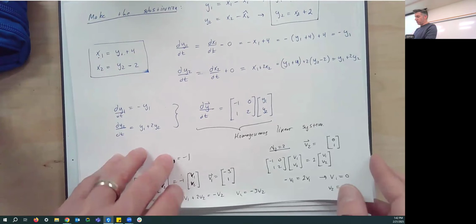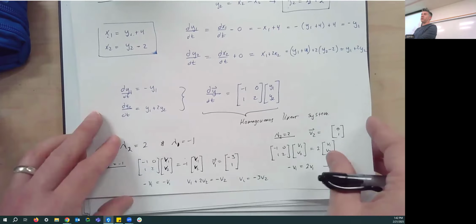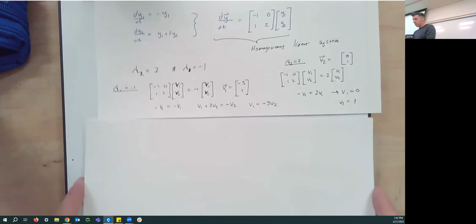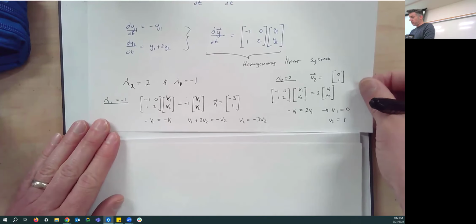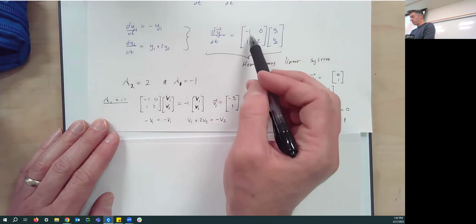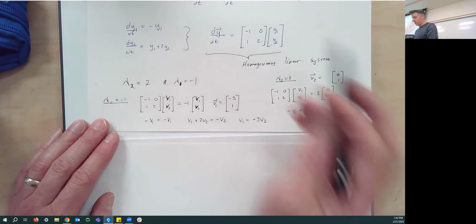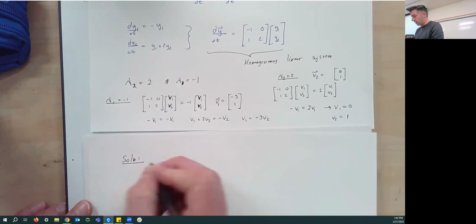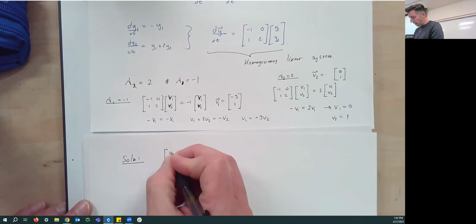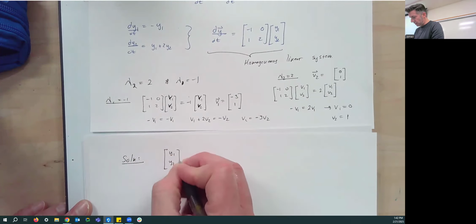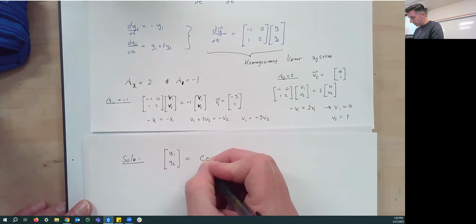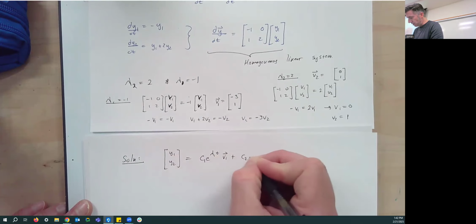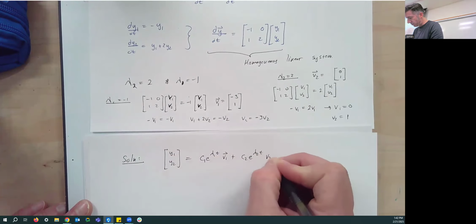So here's our general solution for y, right? We're still talking about y's right now, even though I accidentally used that for a moment. So the solution to this system, dy/dt equals negative 1, 0, 1, 2 times y1, y2, is going to be the very general solution that y1, y2 is equal to c1 e to the lambda 1 t times v1 plus c2 e to the lambda 2 t times v2.